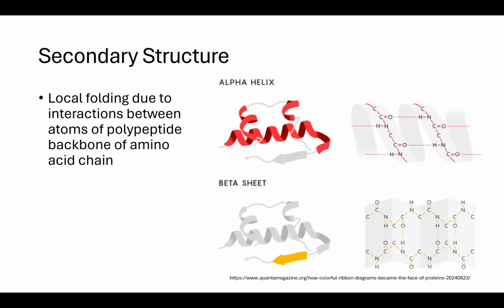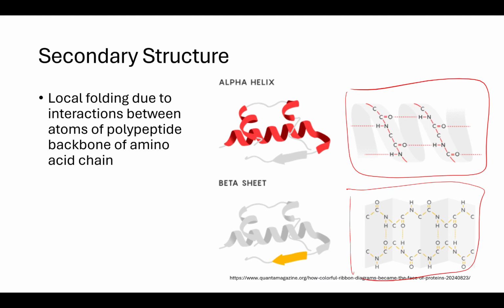We have the secondary level of protein structure, which is some local folding that happens due to interactions between the polypeptide backbone of the amino acid chain. So this is not due to side chains. If you look at these diagrams right here, which show the interactions between the backbone, you'll notice there are no side chains there, but you can see some hydrogen bonds forming between amine groups and these C's double bonded to O's. You can also see some hydrogen bonds between these amine groups and C's double bonded to O's, and you can form these different arrangements.